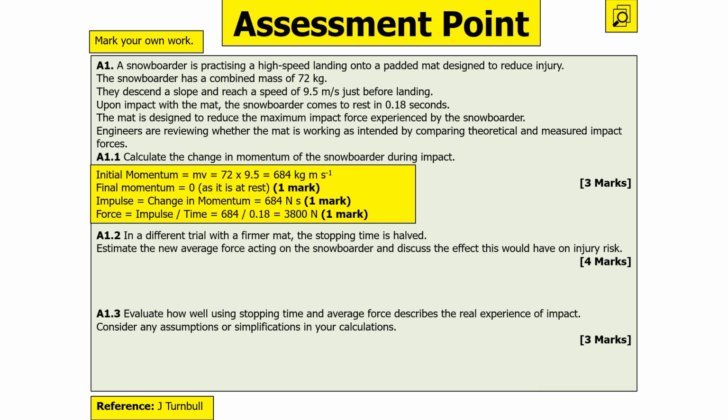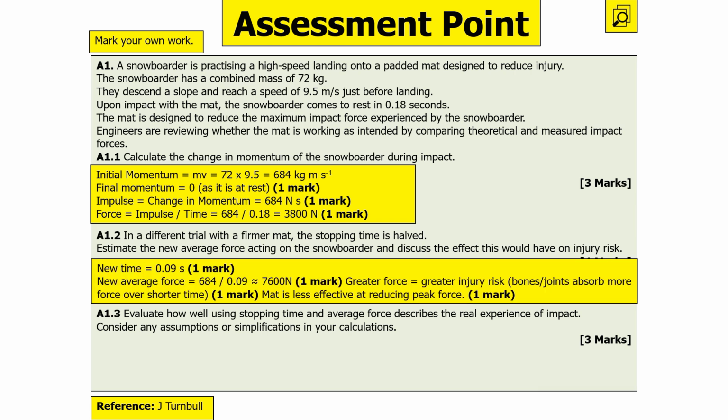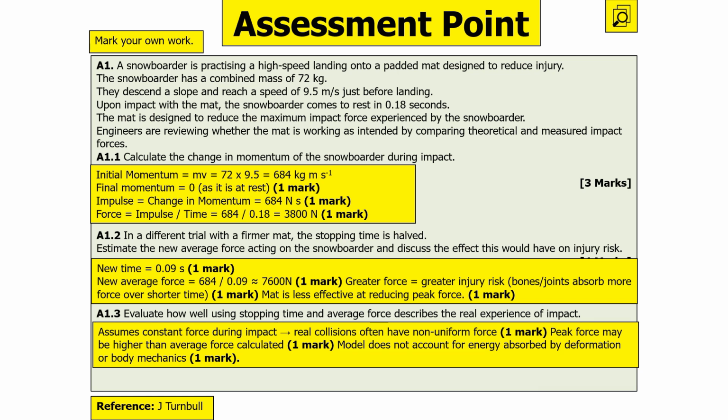In our second question, the stopping time is halved, so our new time is 0.09 seconds. The new average force is therefore 684 over 0.09, 7,600 newtons. The greater force gives you a greater injury risk, so therefore the mat is less effective at reducing the peak force. Finally, we're assuming constant force during impact. Real collisions often have a non-uniform force. The peak force may be higher than the average force calculated, so the model does not account for the energy absorbed by the deformation of the board or by body mechanics.